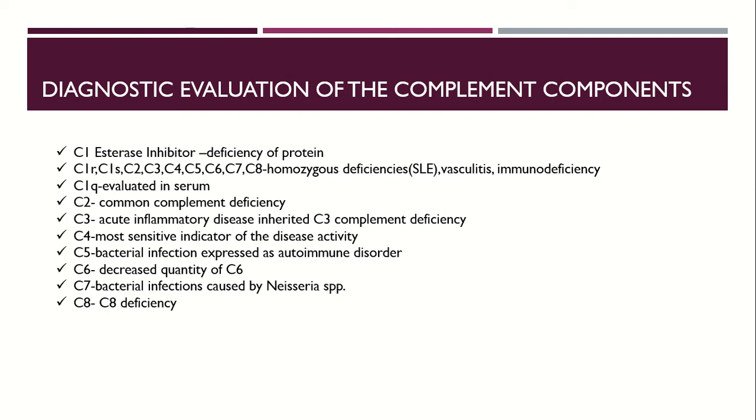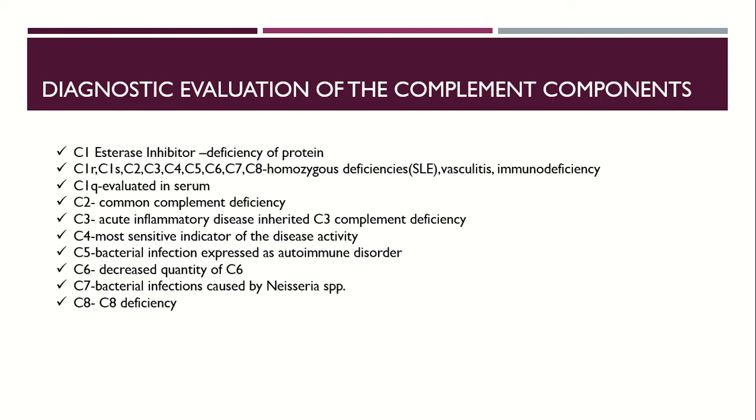C2 is the most common complement deficiency and an autosomal recessive disorder. Half of the patients with homozygous C2 deficiency have no symptoms. C3, elevated levels can indicate an acute inflammatory disease. Decreased levels are seen in patients with post-streptococcal glomerulonephritis and in those with inherited C3 complement deficiency. C4 levels provide the most sensitive indicator of disease activity.